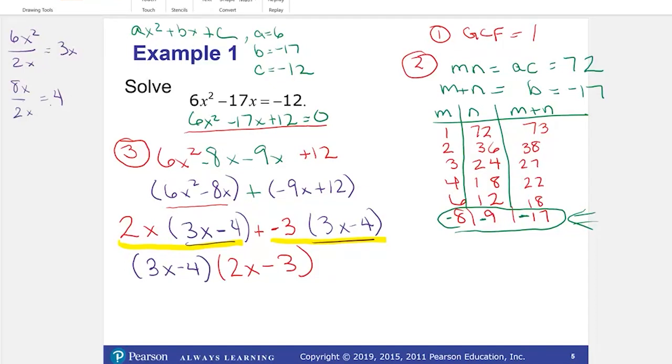If you have any problem with factoring, please come see me in office hours or go to the Math Learning Center and ask them to show you. But that's basically step by step how you factor.